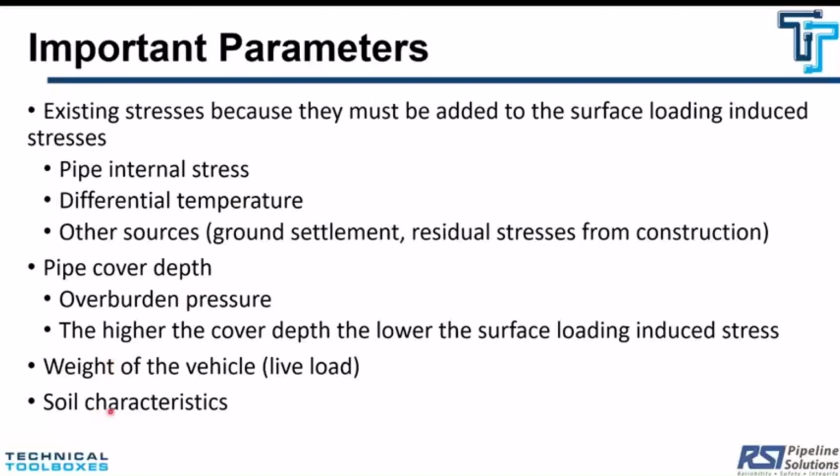And soil characteristics also can become important. There are a couple of characteristics, such as the unit weight of the soil and also the modulus of soil reaction, that we usually use for surface loading analysis. If you don't have those values, you can always make a conservative assumption about the soil classification and then estimate those parameters based on soil classification.